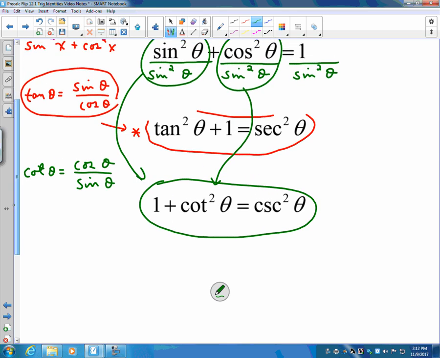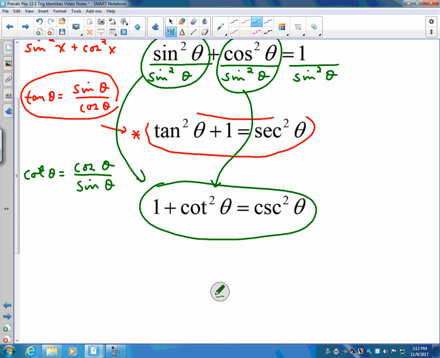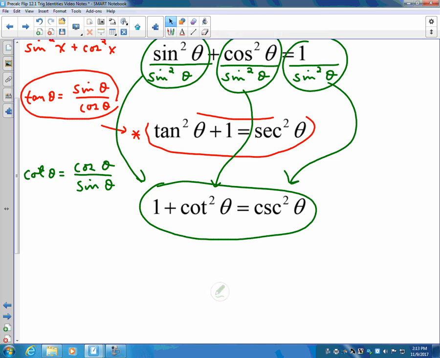All right, so sorry about that. So what was I saying? This identity, 1 plus cotan squared theta equals cosecant squared theta, comes from sine squared theta plus cosine squared theta equals 1, right? And what is 1 divided by the sine squared? That would be cosecant, all right? Cosecant squared. So those are your reciprocal trig identities.